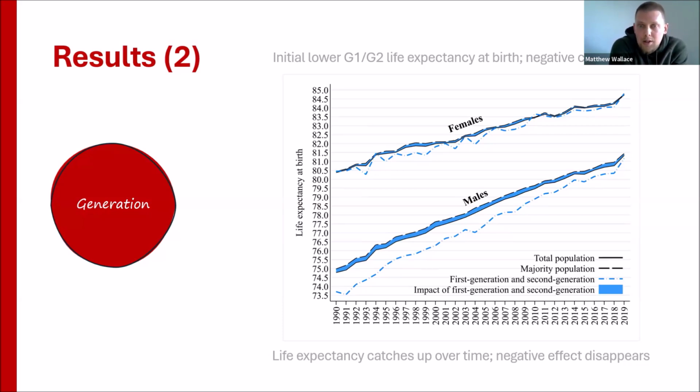And this larger, albeit still small in absolute terms, effect of migrants on life expectancy, this negative impact, diminishes over time. We can broadly say the same among female migrants as well, albeit the pattern is much less pronounced and a little bit choppier.